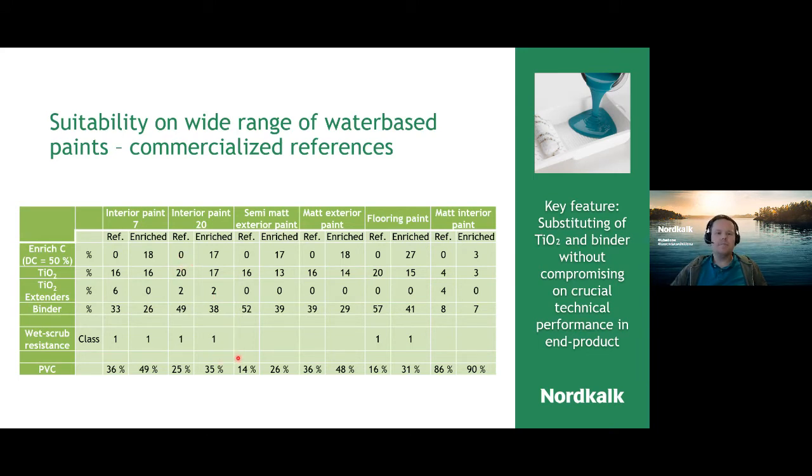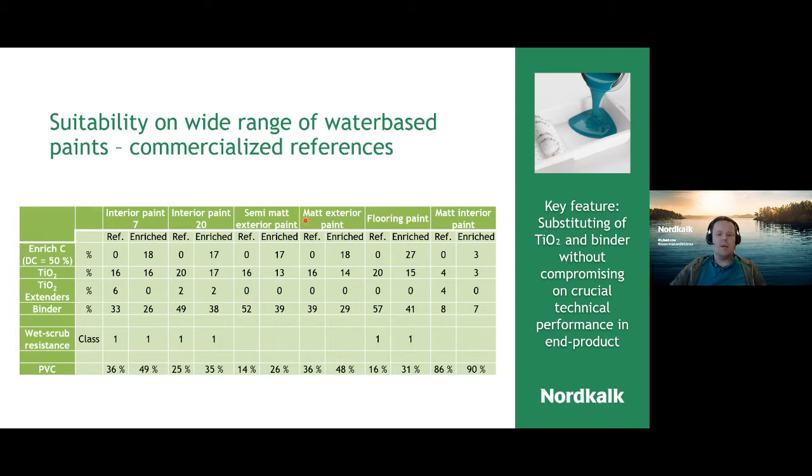Same thing with gloss 20 paint. Now here there have been some extenders. We haven't touched those, but we have replaced titanium dioxide from 20% to 17%, and then also replaced some amount of binder, increased the PVC, but still on the same wet scrub class, and the gloss level has stayed on the same level, and all the other properties.